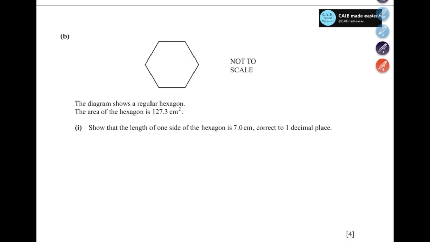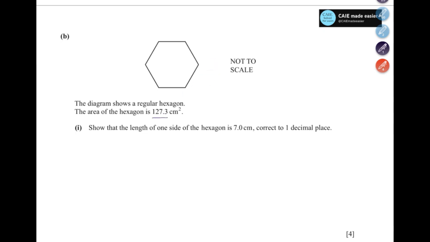The diagram shows a regular hexagon. The area of the hexagon is 127.3. Show that the length of one side of the hexagon is 7 centimeter, correct to 1 decimal place. Okay, they have given us the area, which is 127.3, and they have told us that each side is 7 centimeter, but we have to find out how.